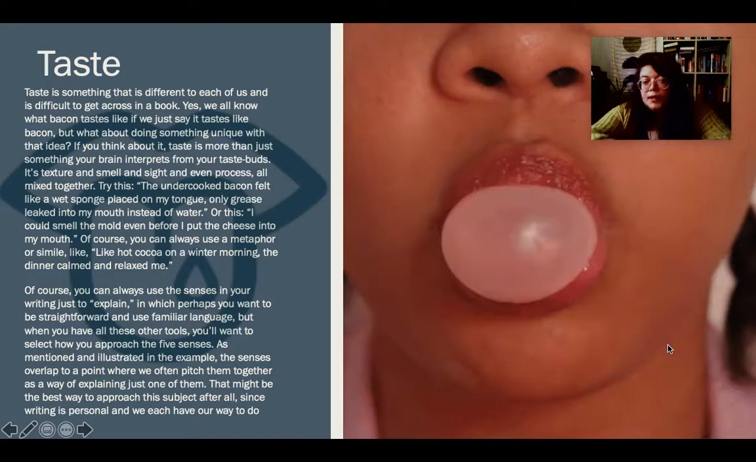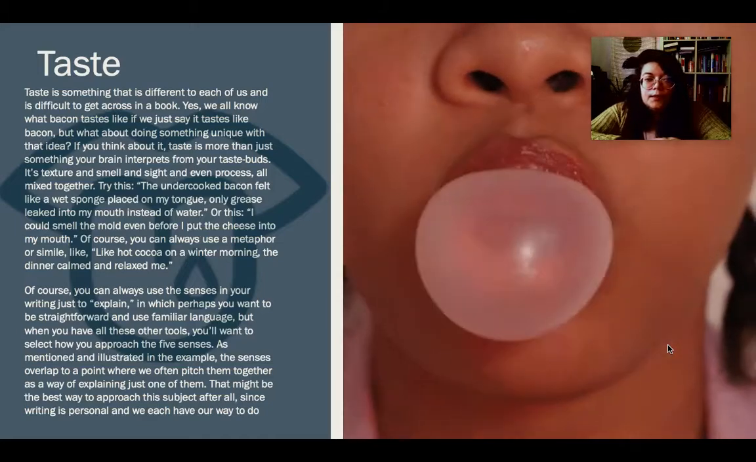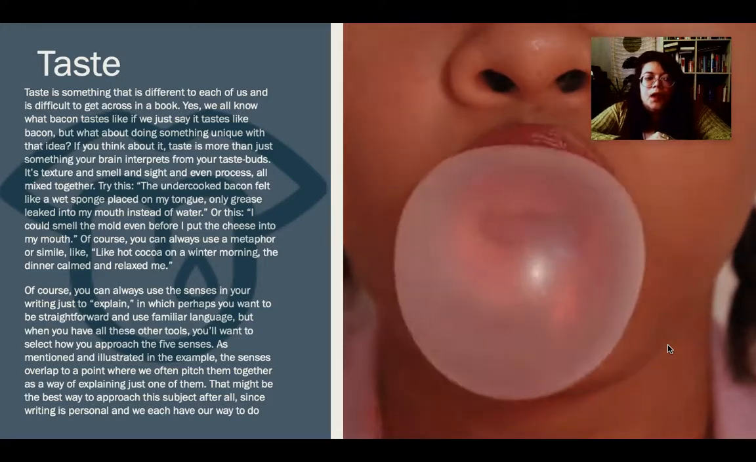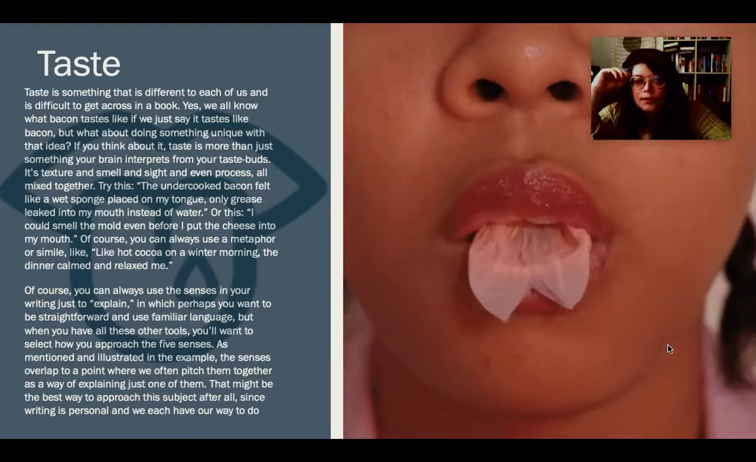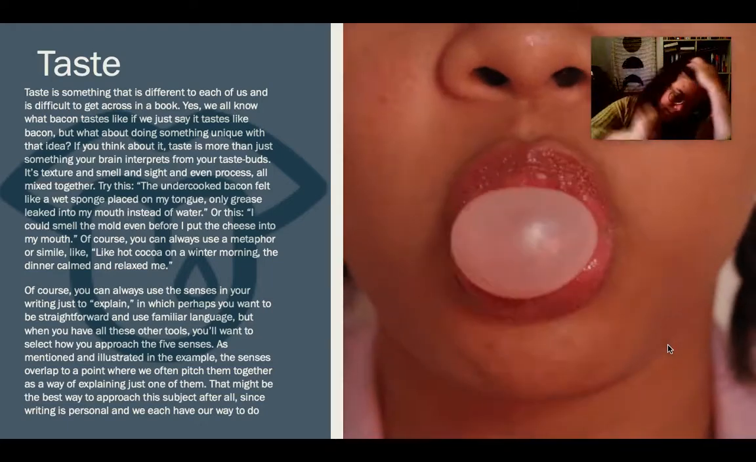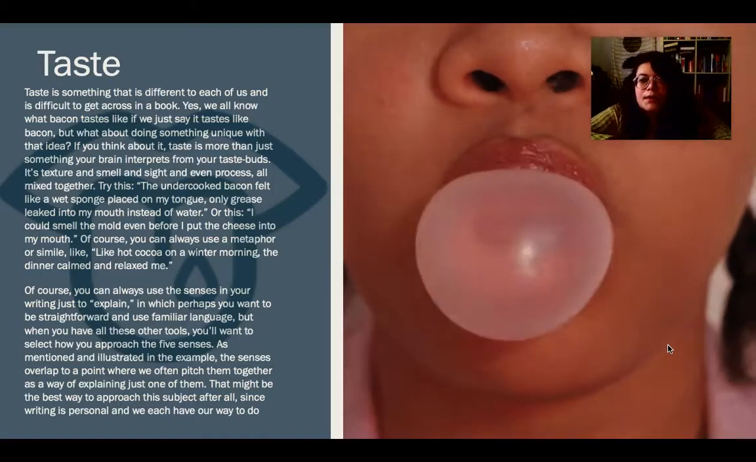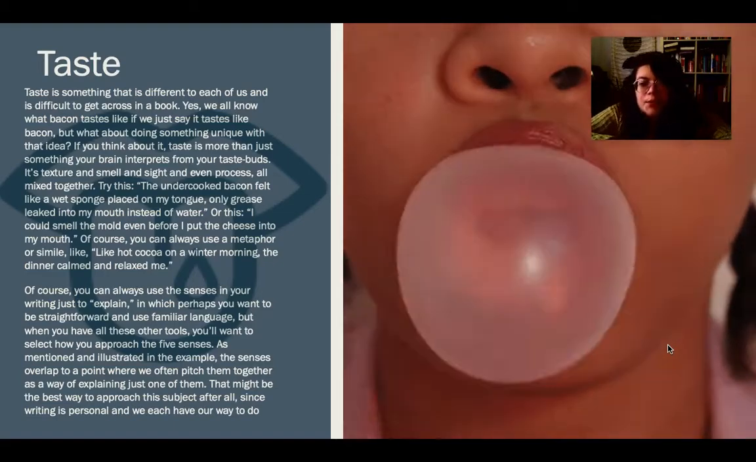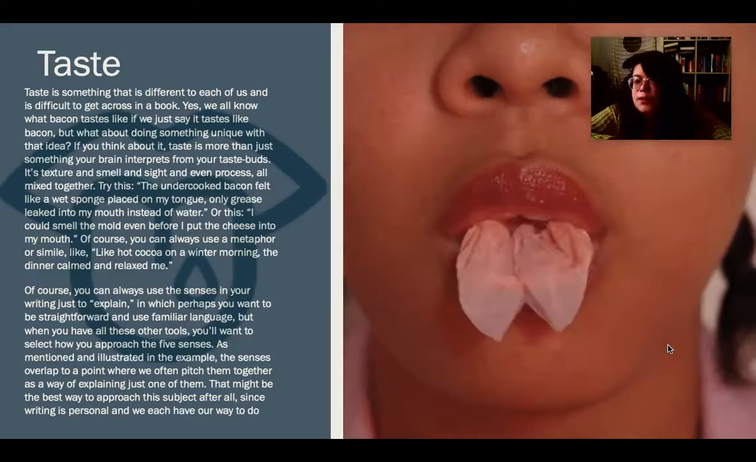Taste. And taste is something that, in my opinion, is really underutilized in poetry and in writing specifically, right? Taste is something that is different to each of us and is difficult to get across in a book, right? And we talked about this actually in our last lecture when we were talking about concrete versus abstract, right? Where when we put that it tastes delicious versus it tastes sour.